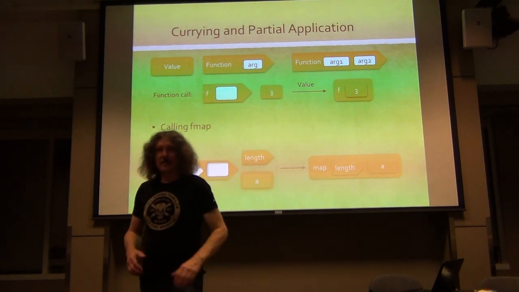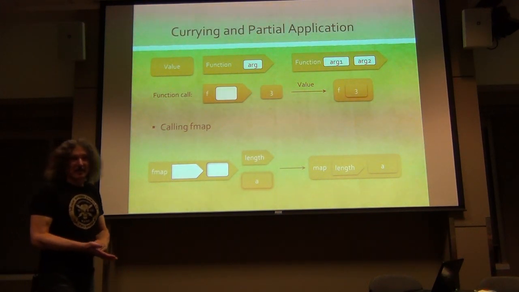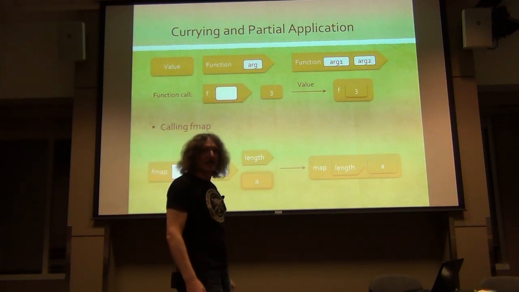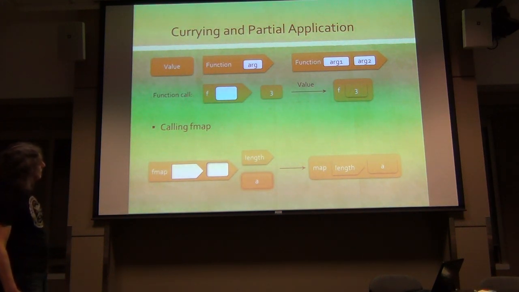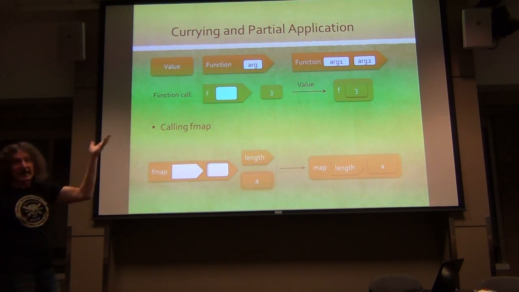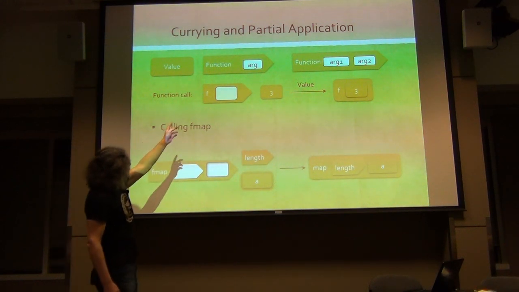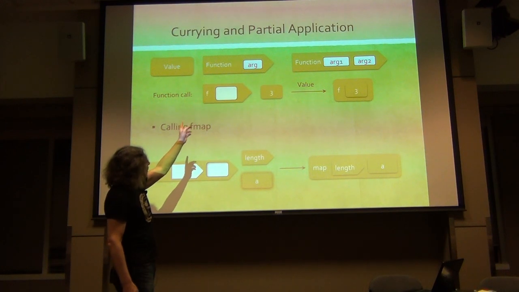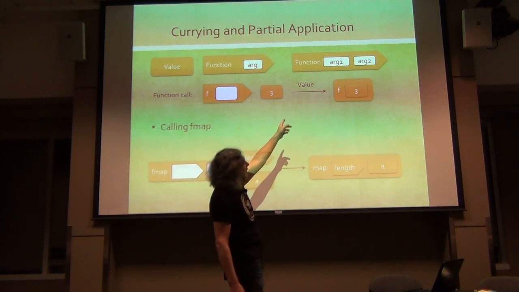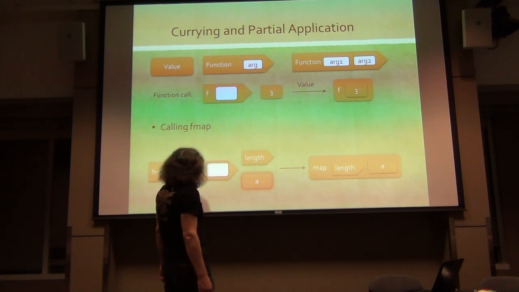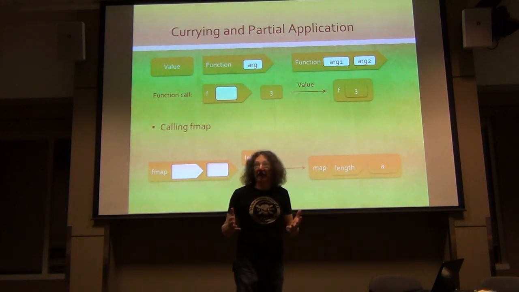And here are my function diagrams. About currying and partial application. Because this thing can be explained using these terms, currying and partial application. So let me explain that. This diagrammatical way of looking at functions is, a value is just not a function. A function has a hole for the argument. So it's an arrow with a hole for the argument. If it's a function of two arguments, it has two holes. And a function call is, you have an arrow and you have an argument, you just close the hole and you have a value.